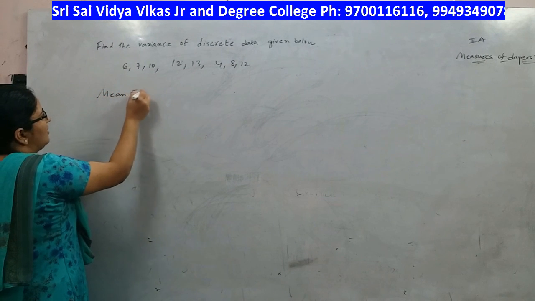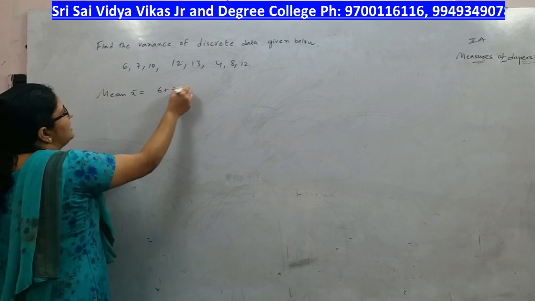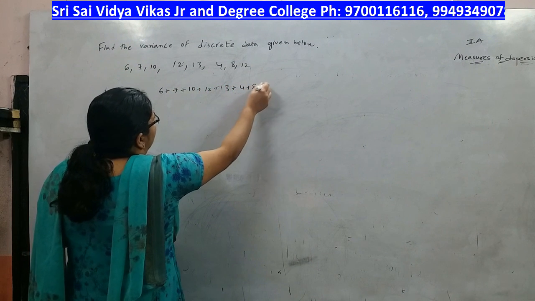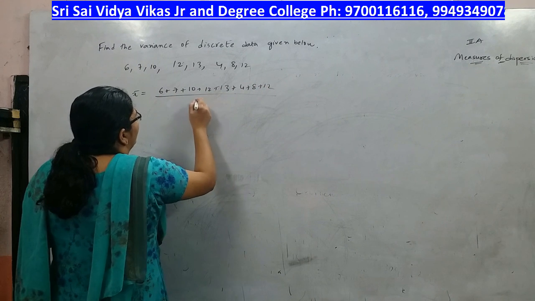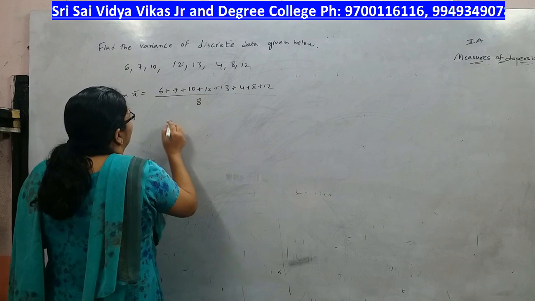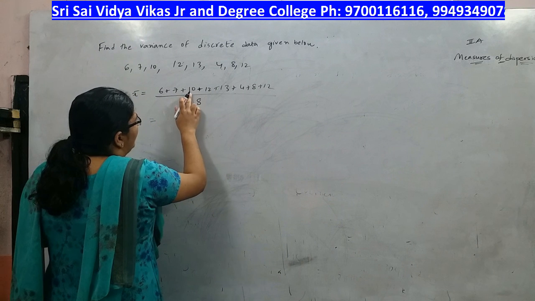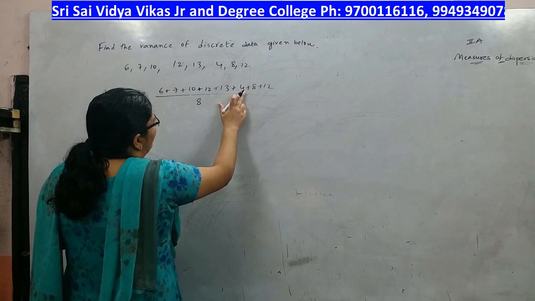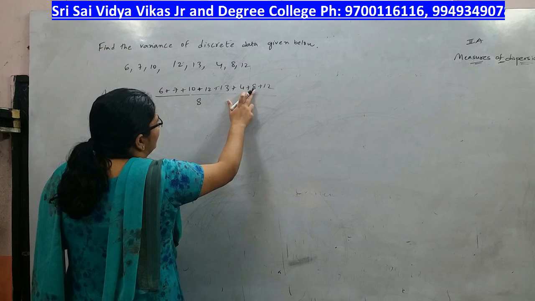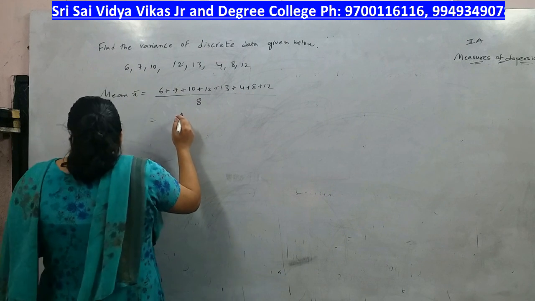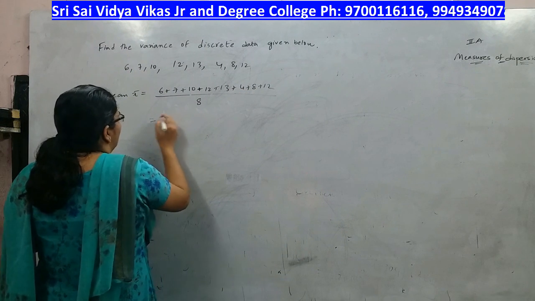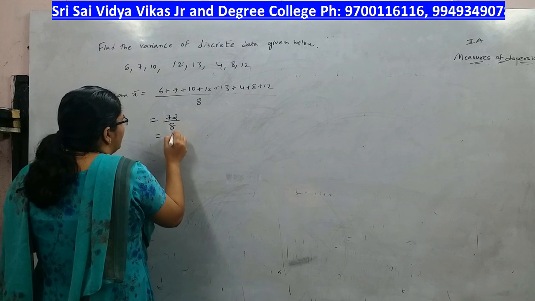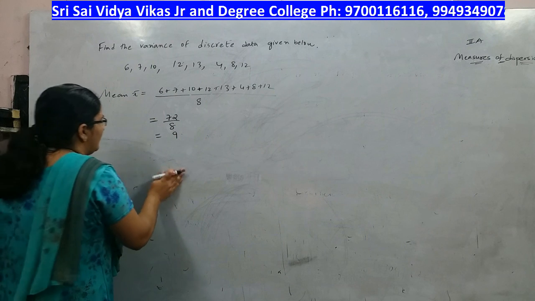Mean x bar is equal to (6 plus 7 plus 10 plus 12 plus 13 plus 4 plus 8 plus 12) by 8. 6 plus 7 is 13, 23, 25, 38, 42, 50, 62. Total it is giving 72 by 8, that is nothing but 9, since 8 9s are 72. So the mean you got is 9.